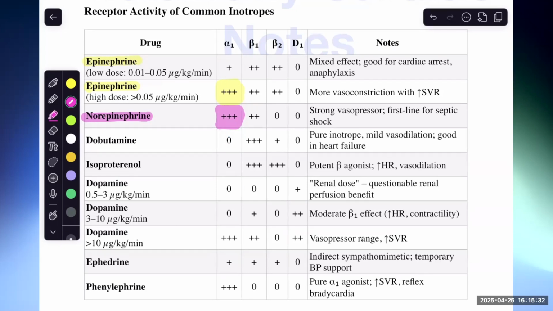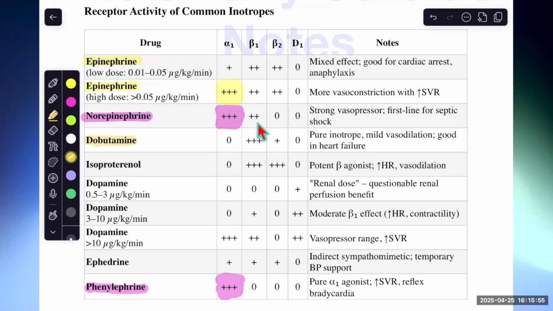Like what? Go down here. You see this beautiful gentleman here, phenylephrine. It has all the alpha effects but no beta, a pure alpha agonist. It increases the SVR, and it has a reflex bradycardia. Okay, fine. Then our coming gentleman is dobutamine.